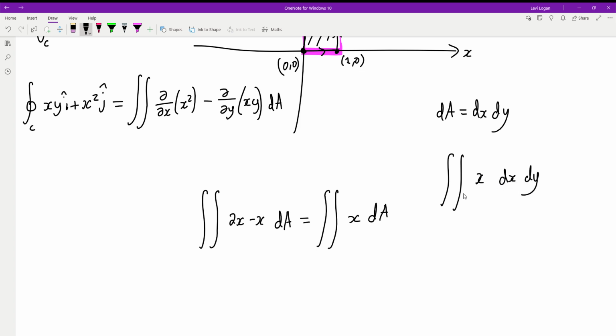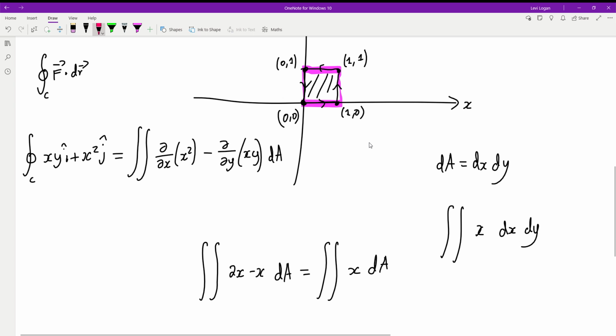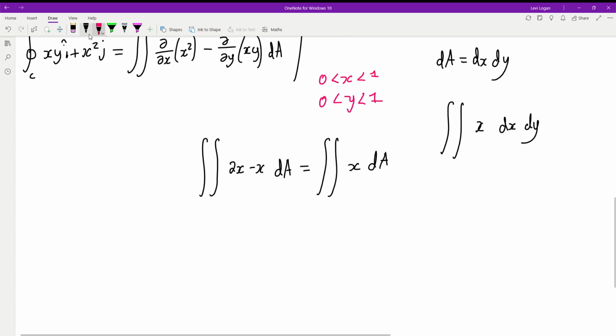Now let's take a look at our bounds. What we need to do is look at where x and y change. So x goes from 0 to 1. So 0 to 1 is my x bounds, and y also goes from 0 to 1. So we'll go 0 and 1. That means our double integral is the integral from 0 to 1, 0 to 1 of x dx dy.